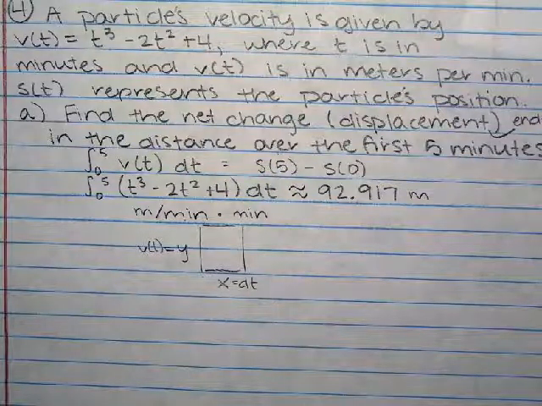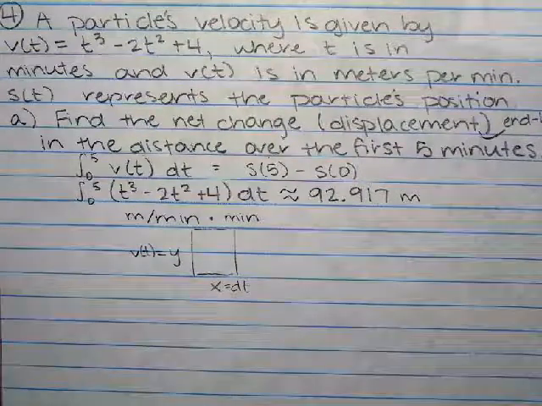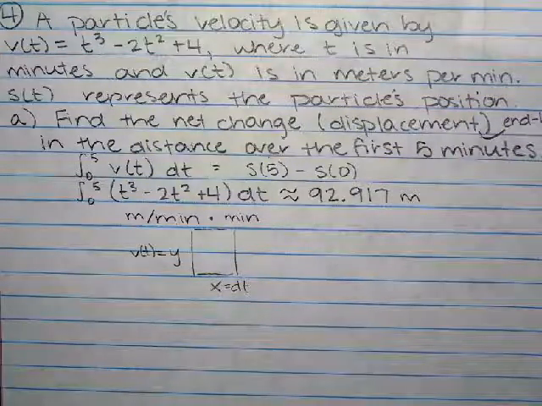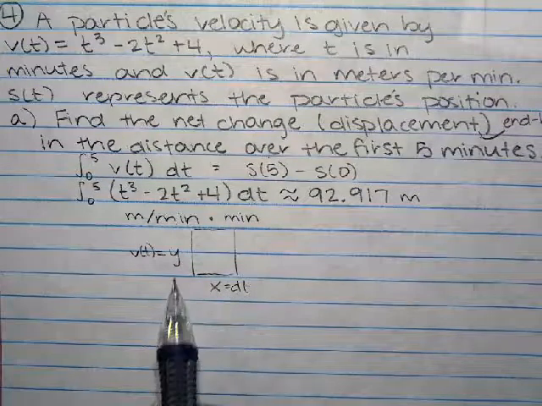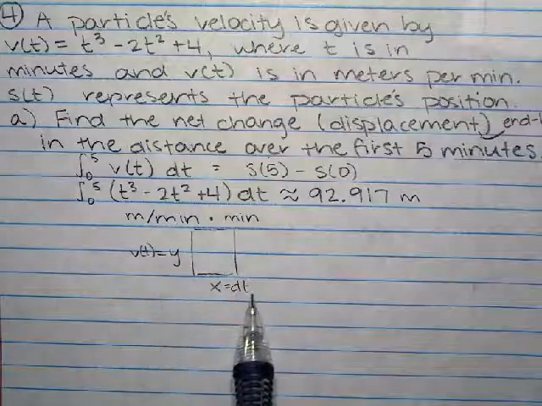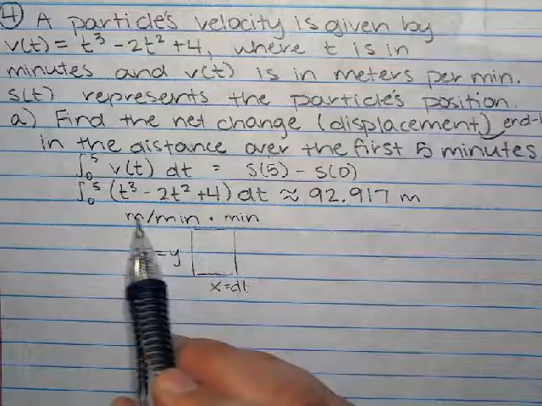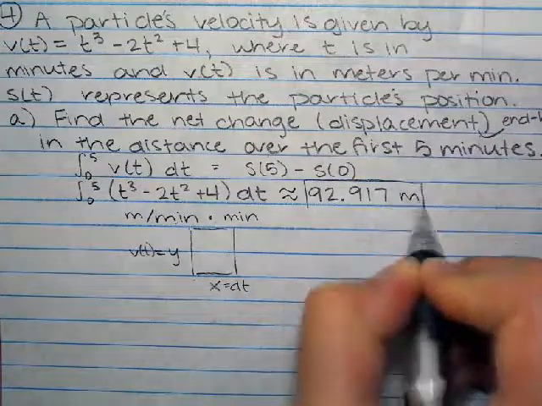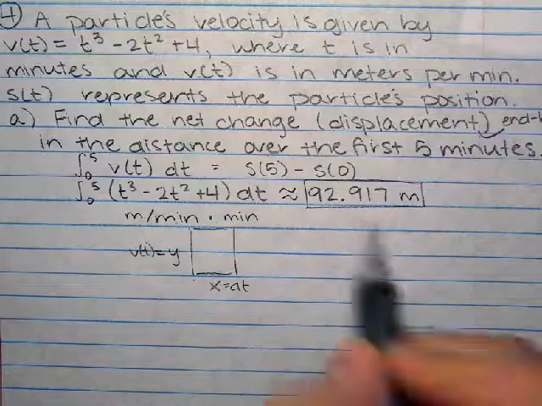Does that make sense? Meters per minute times minutes is just meters. So when we were finding units before, we would do rise over run. We would do y coordinate units divided by x coordinate units, and that's how we would find our units. Now we're going to take y multiplied by x because our units are going to be an area. The height unit multiplied by the width unit. Does that make sense? Okay, area units now. So we've got meters per minute times minute, which is meters. So these are our units. So the total displacement is 92.917 meters.